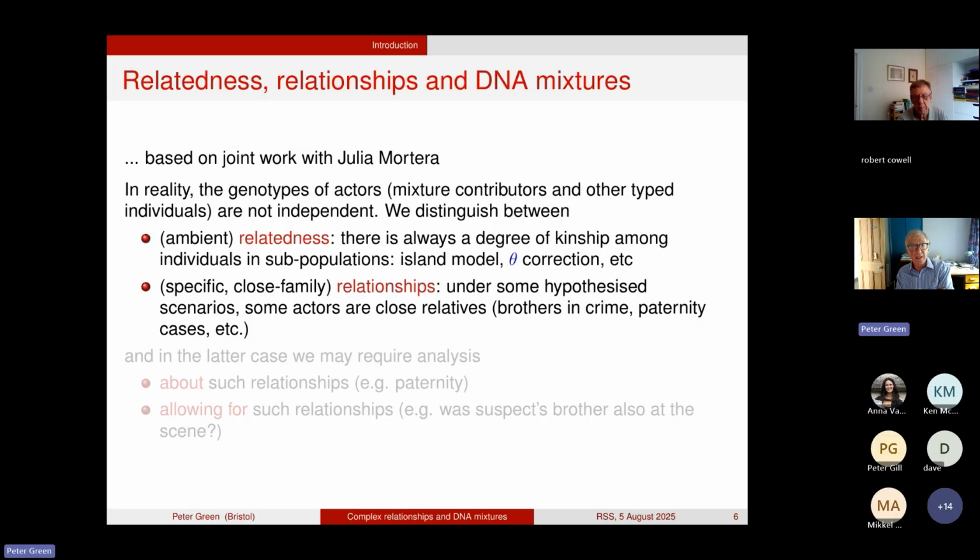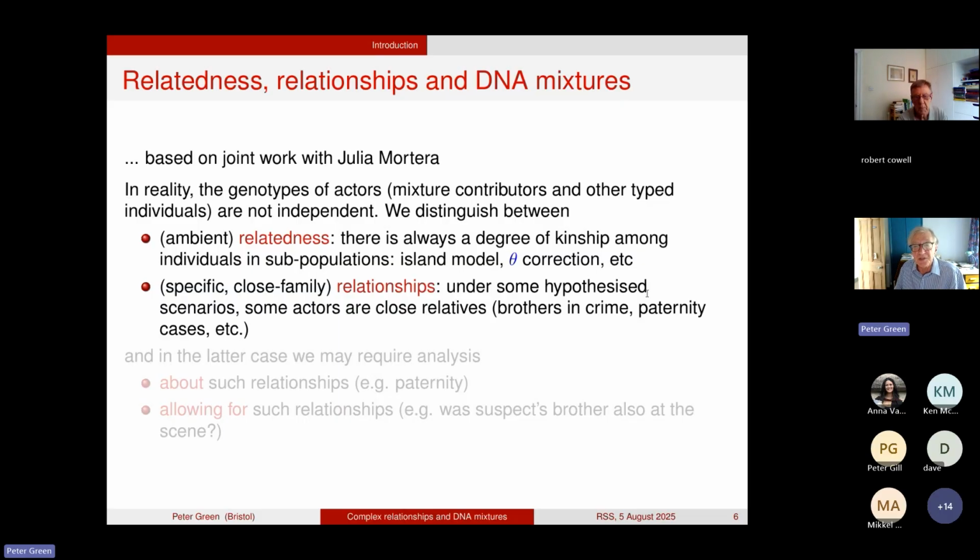Now, in reality, genotypes of the various actors in the scenarios of DNA mixtures are not independent. And there are two kinds of relatedness, and it's important to distinguish them. One I sometimes call the ambient relatedness. There's always a degree of kinship among individuals in subpopulations, and for that we have familiar corrections, the theta correction, for example, which is based on a putative island model for subpopulations. But what we're talking about here are specific close family relationships.